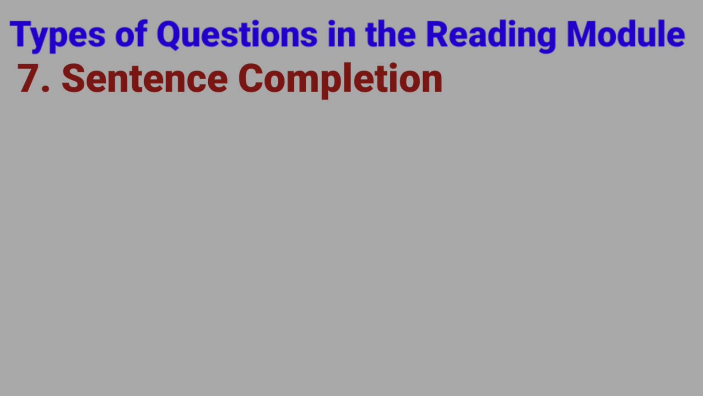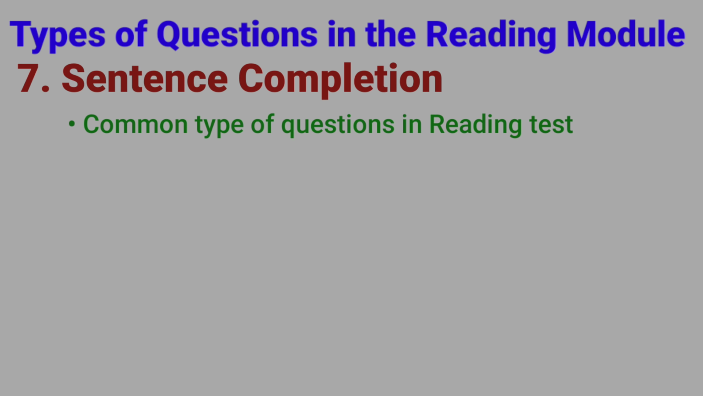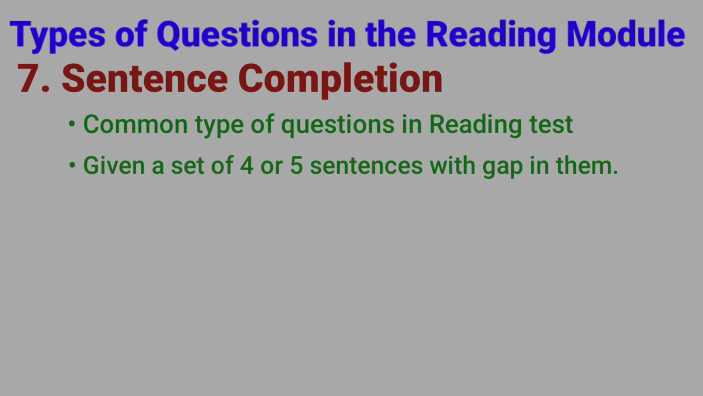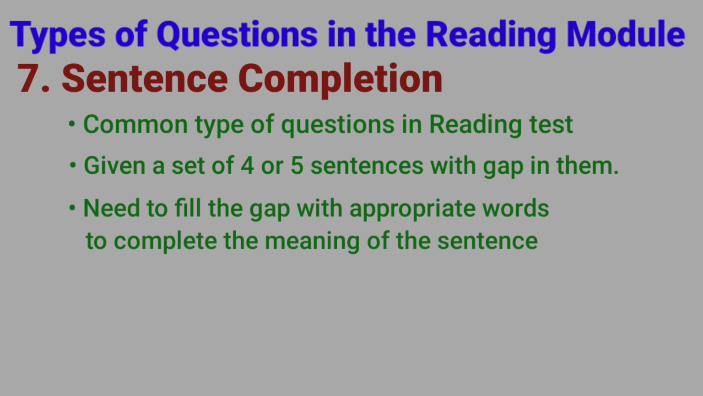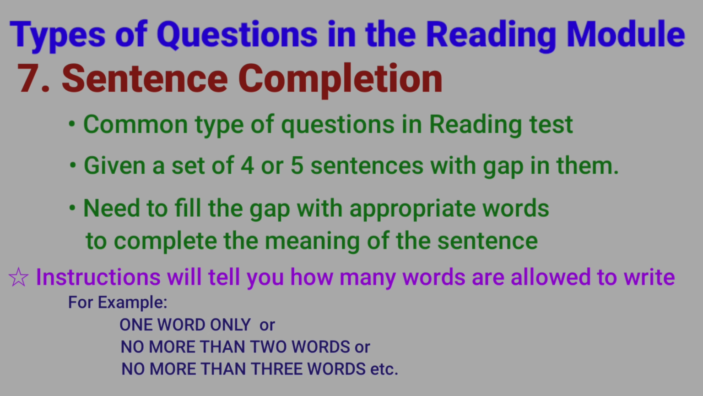The next type of reading question is sentence completion. This is a common type of IELTS reading question. Here you will be given a set of 4 or 5 sentences with gaps in them. You have to fill the gaps with appropriate words to complete the meaning of the sentence. Instructions will tell you how many words you are allowed to write, for example, one word only, or no more than 2 words or 3 words, etc.